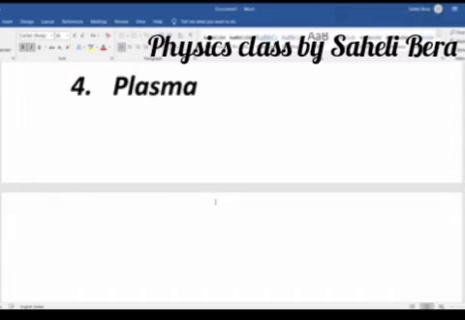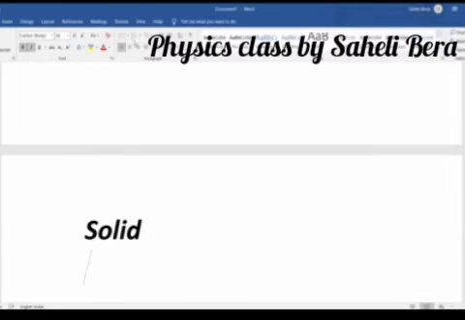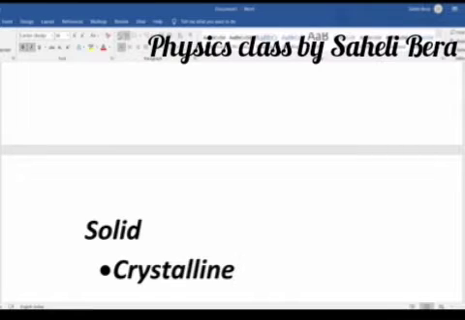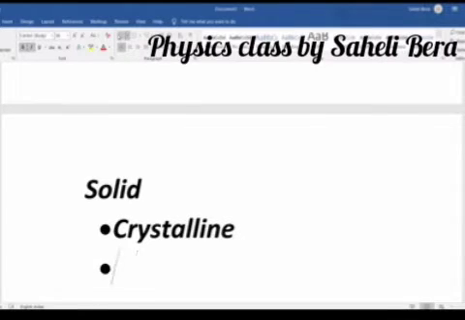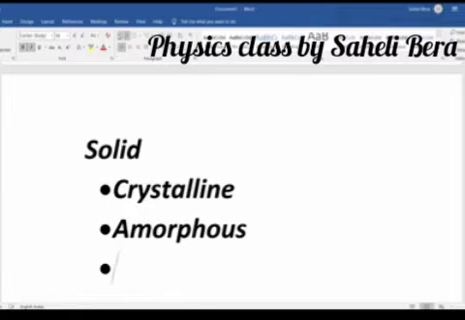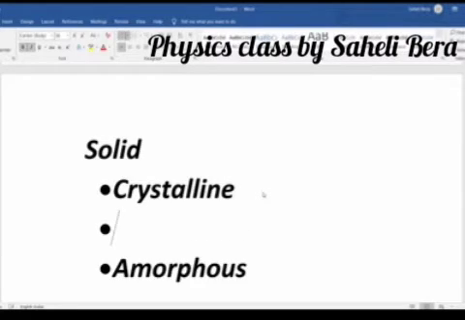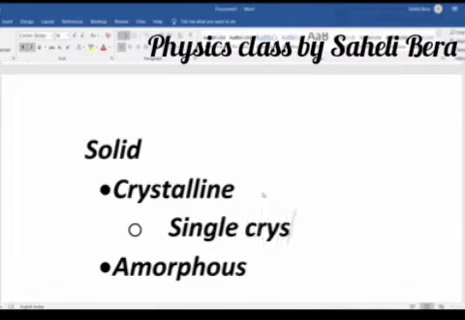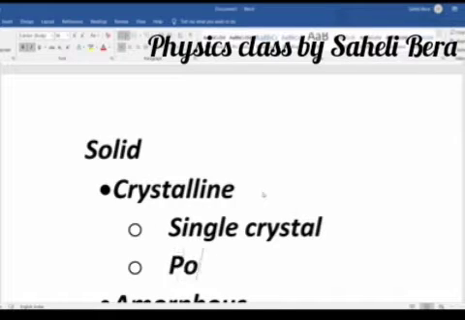If we study solid further, we get several parts like crystalline solid and also non-crystalline or amorphous solid. And if we study crystalline further, we get single crystal and polycrystal.